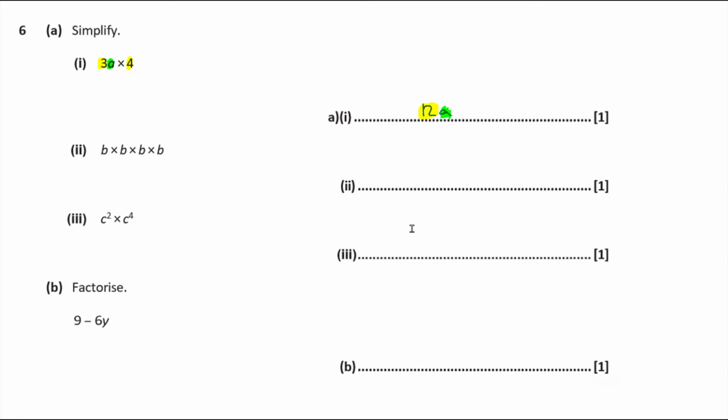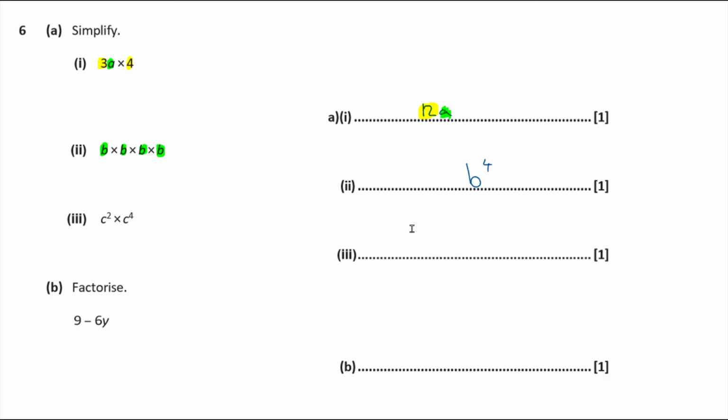Okay? And then I've got b times b times b times b. These things are all the same, so I'm going to multiply those together. B times b is b squared, times b is b cubed, times another b is b to the power 4 then, isn't it? That's b to the power 4.